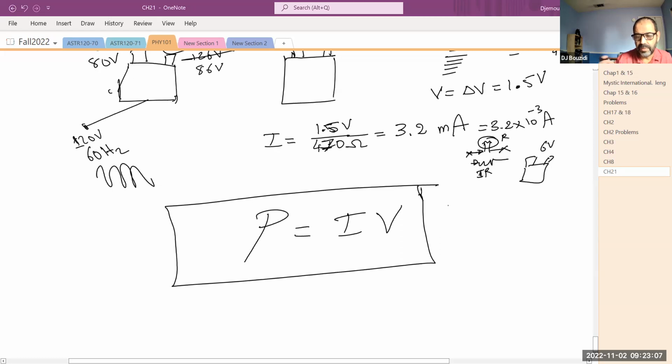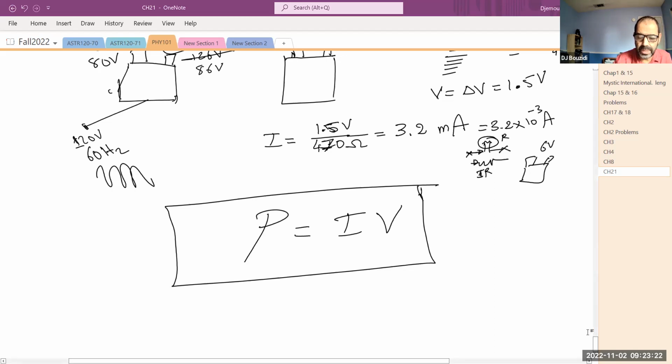But if you kill the current, if you turn the switch off, then there will be no reading in there. It drops back to 0. But across the battery, it doesn't matter because it's always sustaining that difference in potential across its terminals.